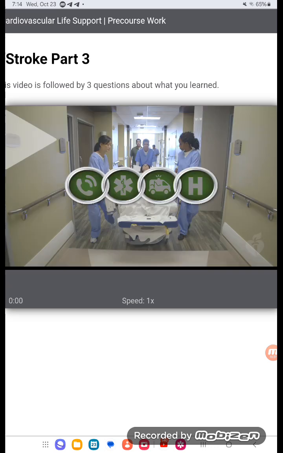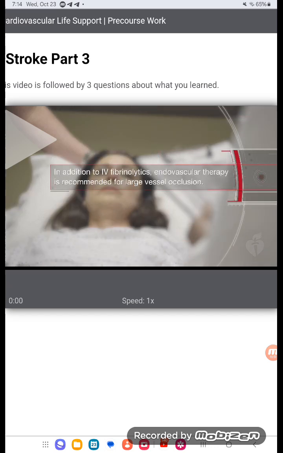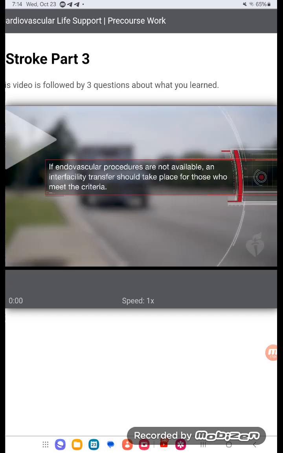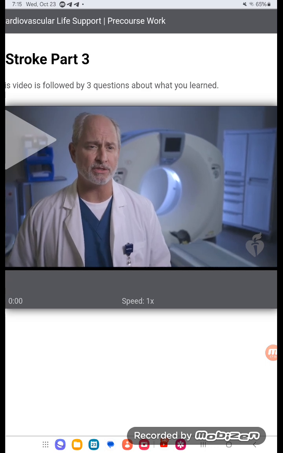That brings us to the final link in the stroke chain of survival: rapid diagnosis and treatment in a hospital equipped for acute stroke patients. This is also the 6th D in stroke care: decision regarding treatment. In addition to IV fibrinolytics, endovascular therapy is recommended for large vessel occlusion, or LVO, patients who meet inclusion and time criteria. In some cases, endovascular procedures may not be available. An interfacility transfer should take place for those that meet the criteria for endovascular therapy. With an ischemic stroke, CT scans often look normal within the first few hours of symptom onset.